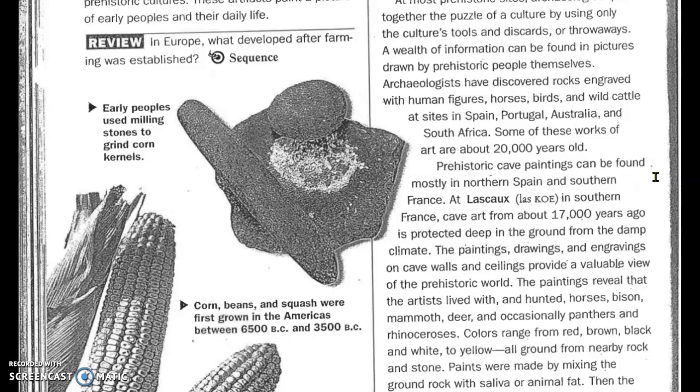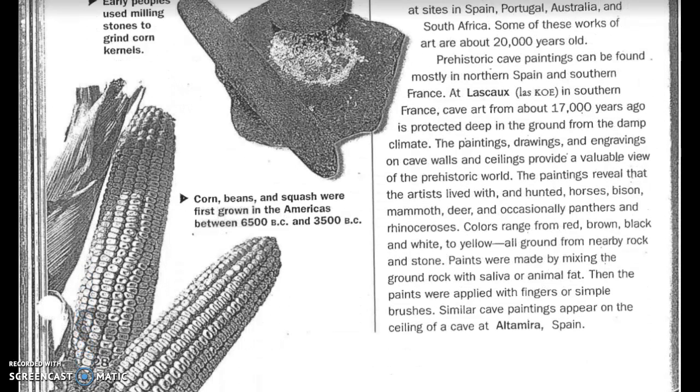At Lascaux, in southern France, cave art from about 17,000 years ago is protected deep in the ground from the damp climate. The paintings, drawings, and engravings on cave walls and ceilings provide a valuable view of the prehistoric world. The paintings reveal that the artists lived with and hunted horses, bison, mammoth, deer, and occasionally panthers and rhinoceroses.